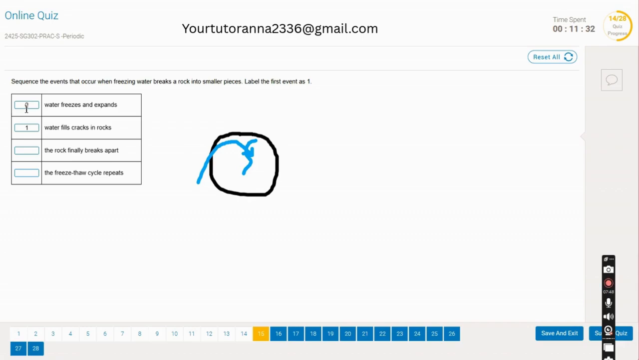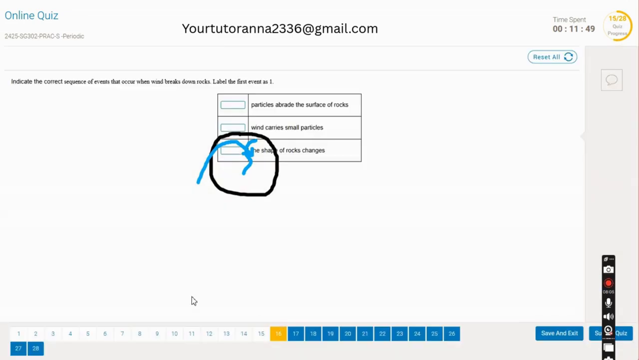So it's pushing the cracks apart. Then the freeze-thaw cycle repeats, and that goes on and on. It's freezing and melting, freezing and melting. This is the third one. And then finally, the rock breaks apart. That's the end. Remember, this is when the weathering is completed.